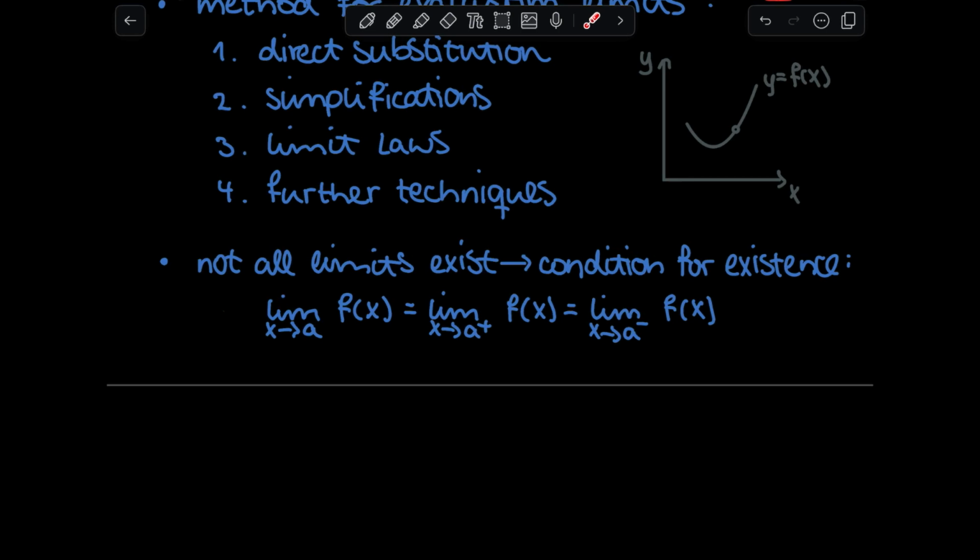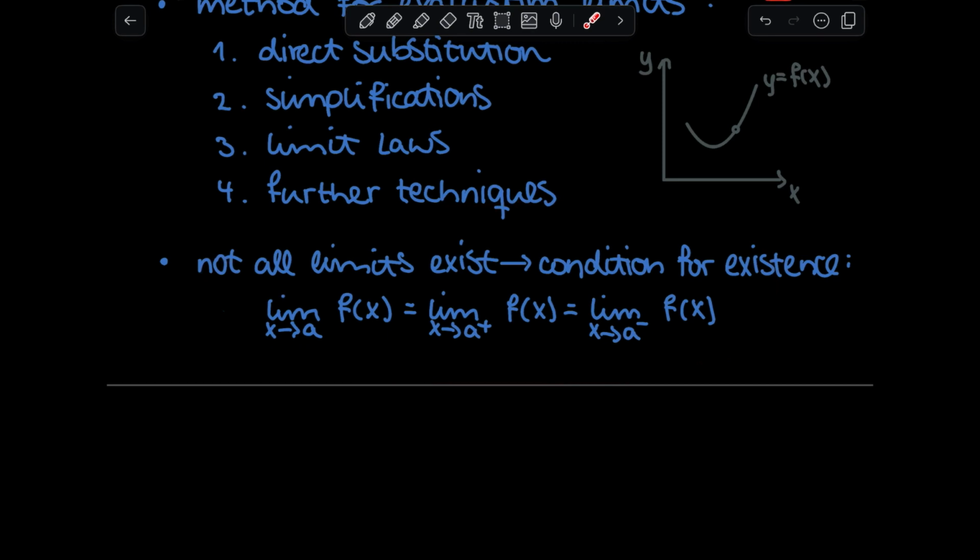So it's also important to note that not all limits exist. And there's actually a condition for existence, a test that can be applied to check whether a certain limit exists. And if you're ever asked to solve an exercise and the limit doesn't exist, what you're supposed to do is just write DNE for does not exist, and of course show that it doesn't exist or explain why it doesn't exist. So this test for existence is the following.